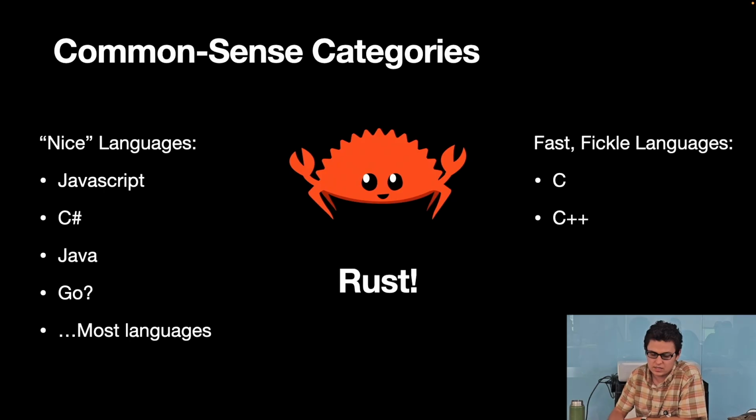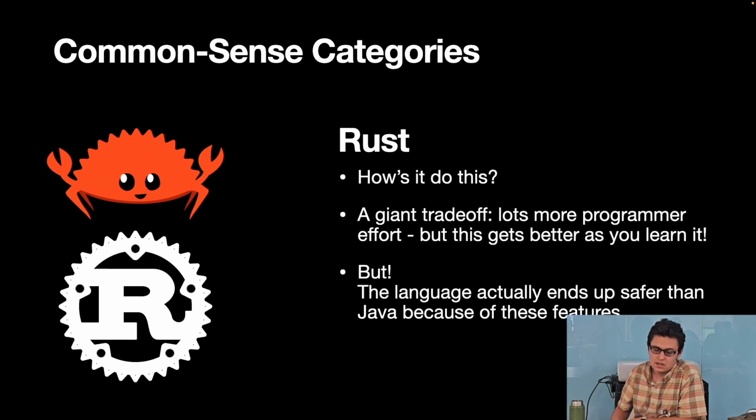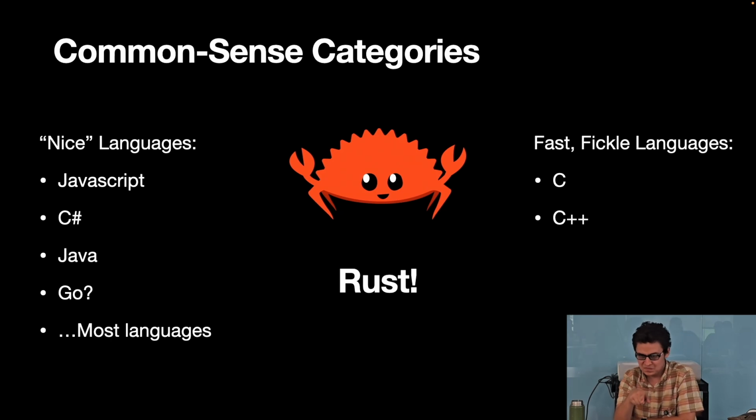And a bit of it's written in Rust, and there are good reasons. So Rust is exciting because it tries to unify this. It tries to be both nice and fast.